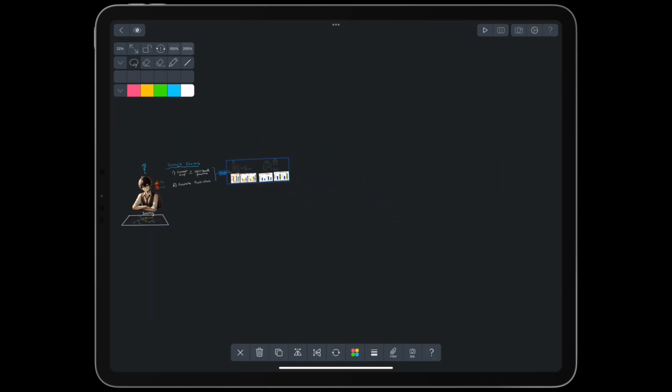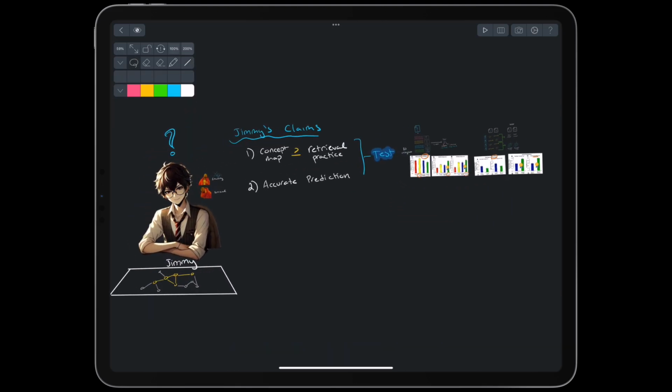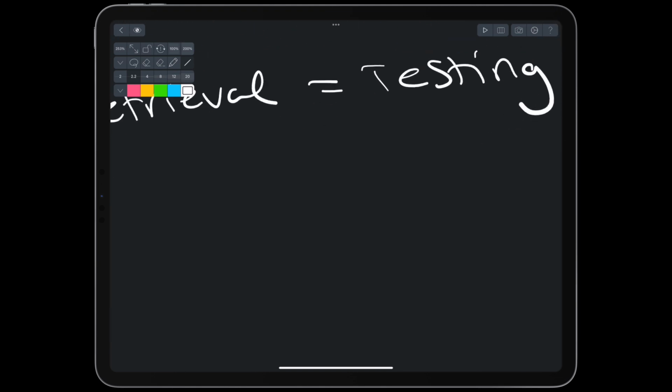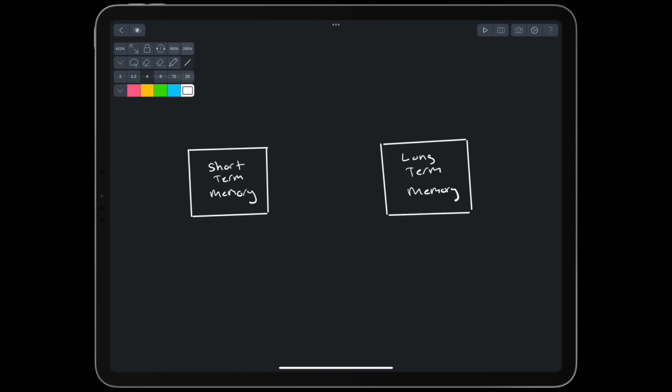Going back to Jimmy and his claims, the results of this paper say that retrieval is better than concept mapping, and that most students fail to predict that. Although he didn't say it, I think a third claim from Jimmy would be that retrieval isn't really about learning, it's about testing things you've already learned. The authors argue that this might be a misconception.